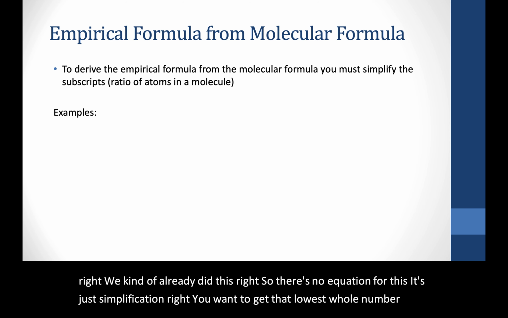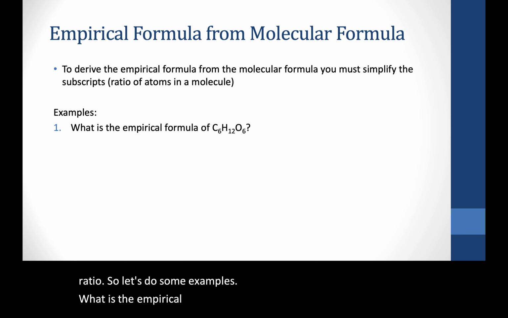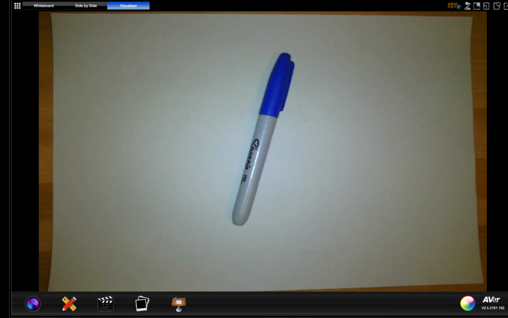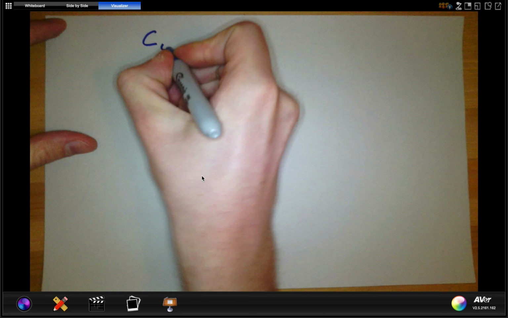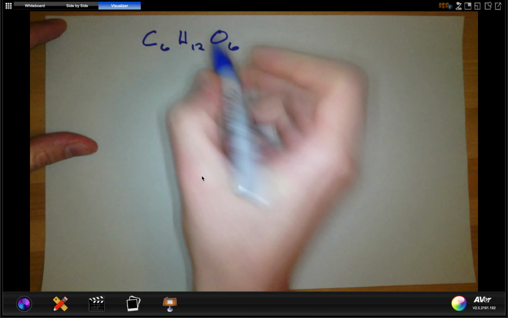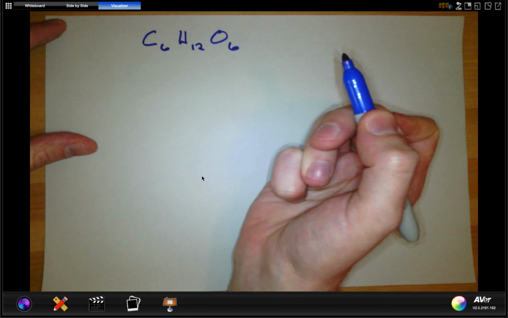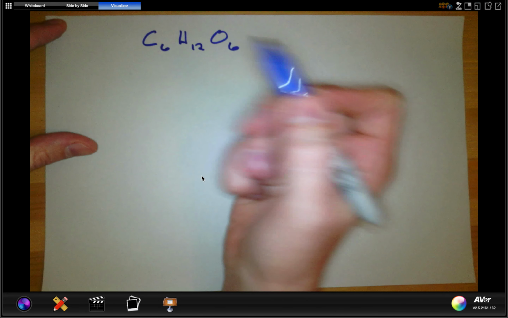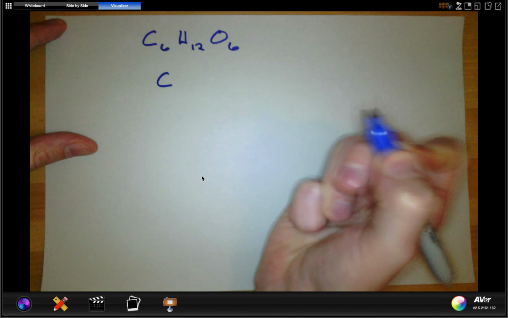So let's do some examples. What is the empirical formula of C6H12O6? I probably don't need to write this out, but why not? It's fun. So if we have C6H12O6, you might notice 6, 12, 6. What can I divide all of those by? Well, 6. If I do that, 6 divided by 6 is 1, so it's just C.